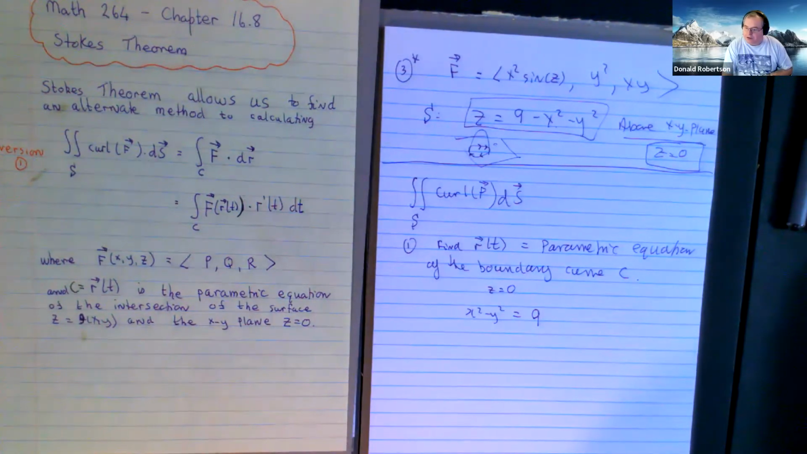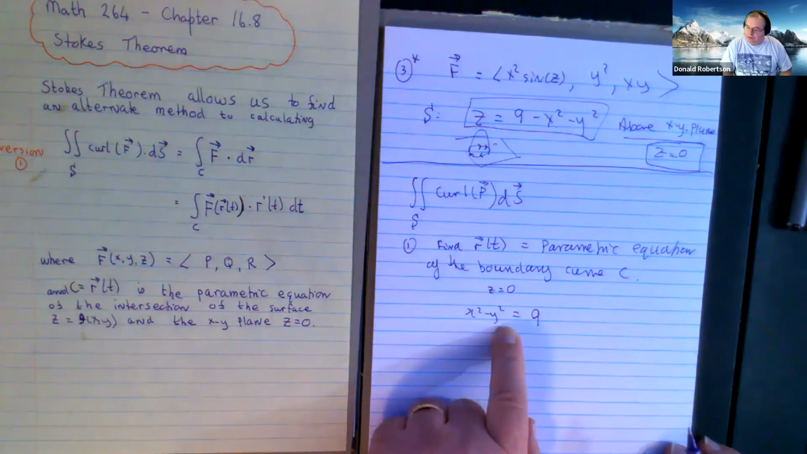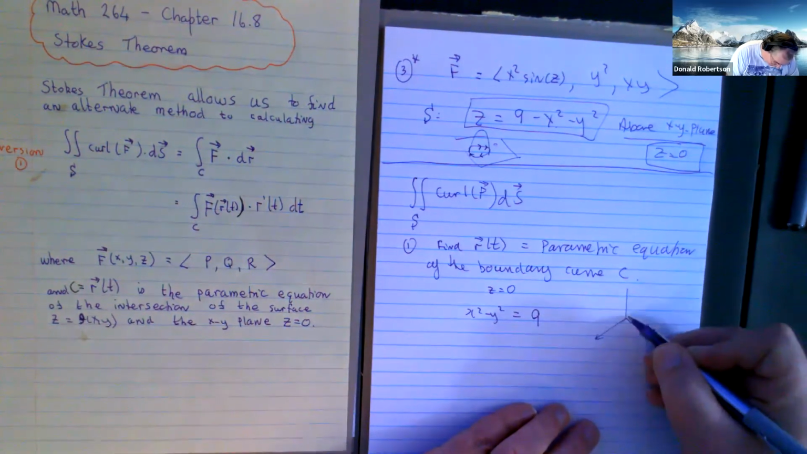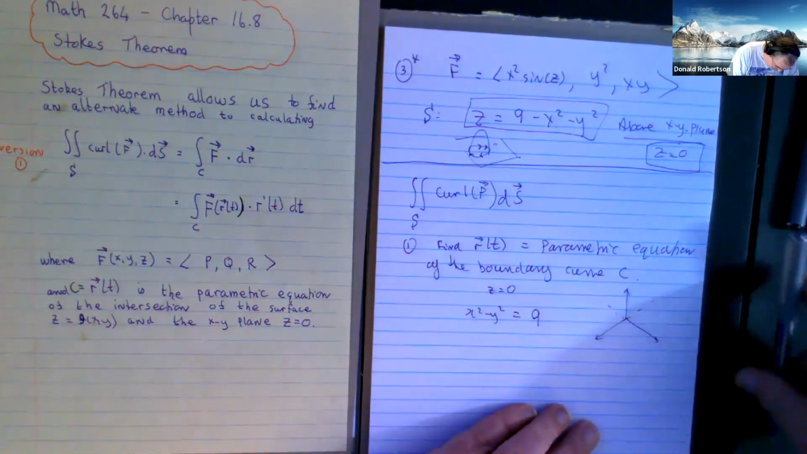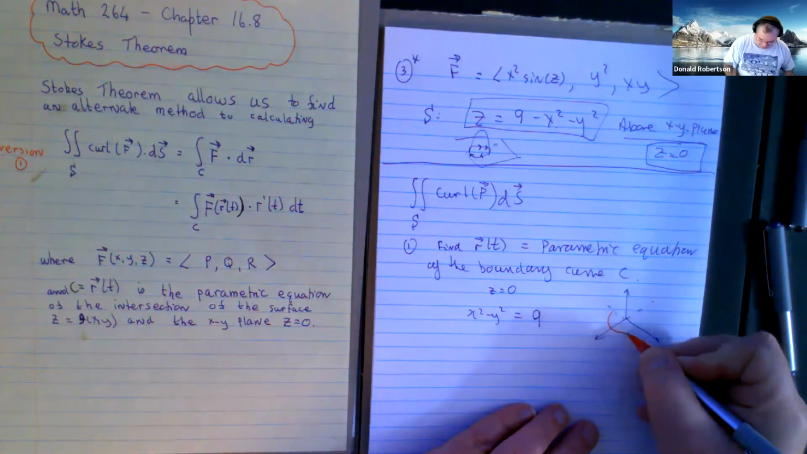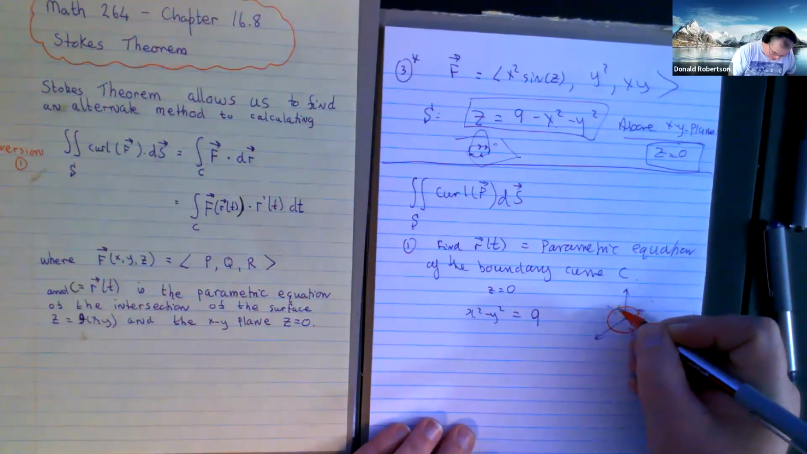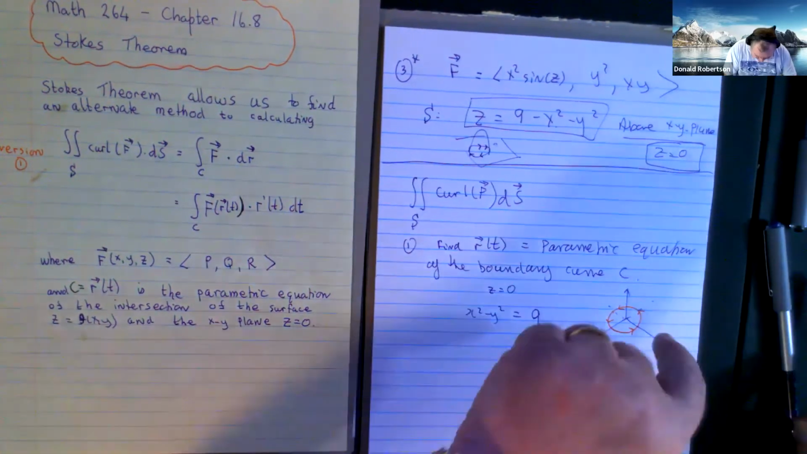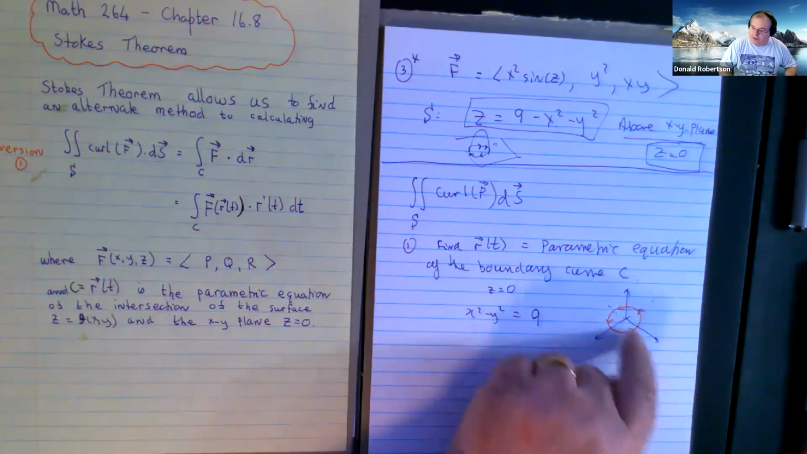Are we good so far? So basically, isn't this just a circle on the floor? So if you imagine what it would look like in the 3D world, our C is actually just a circle on the floor. And we have to find the parametric equation of that. And it's a parametric equation, a space curve, right, from Calc 3.